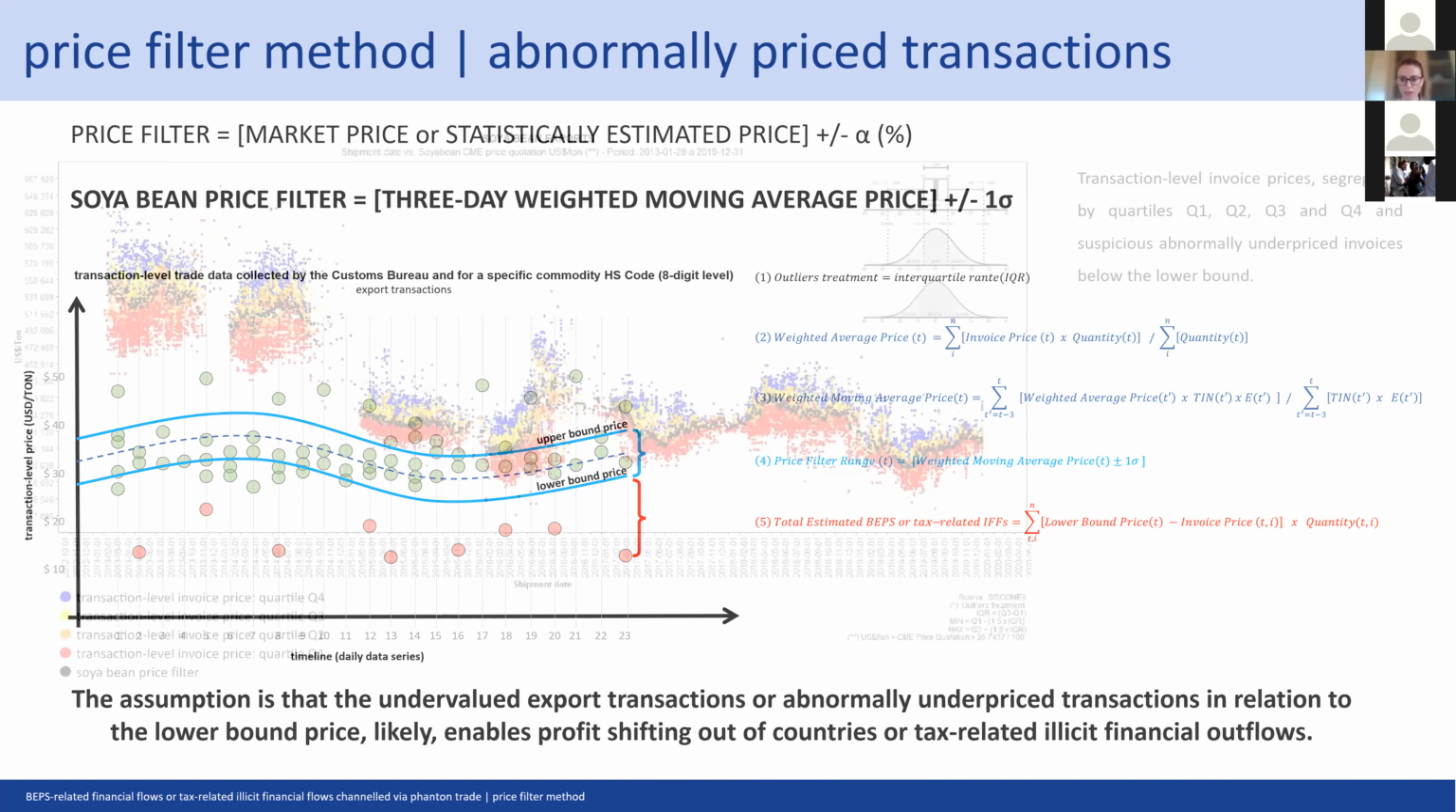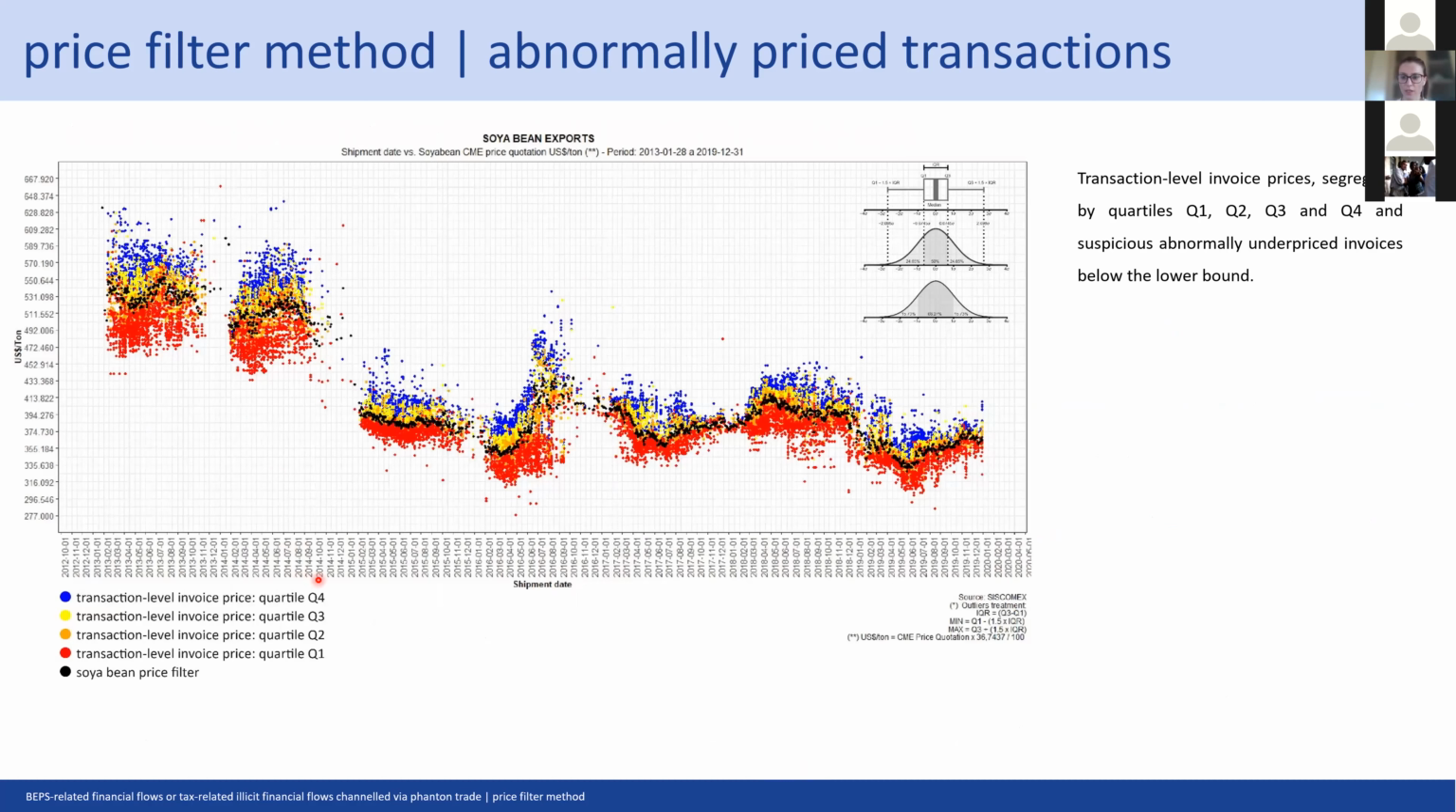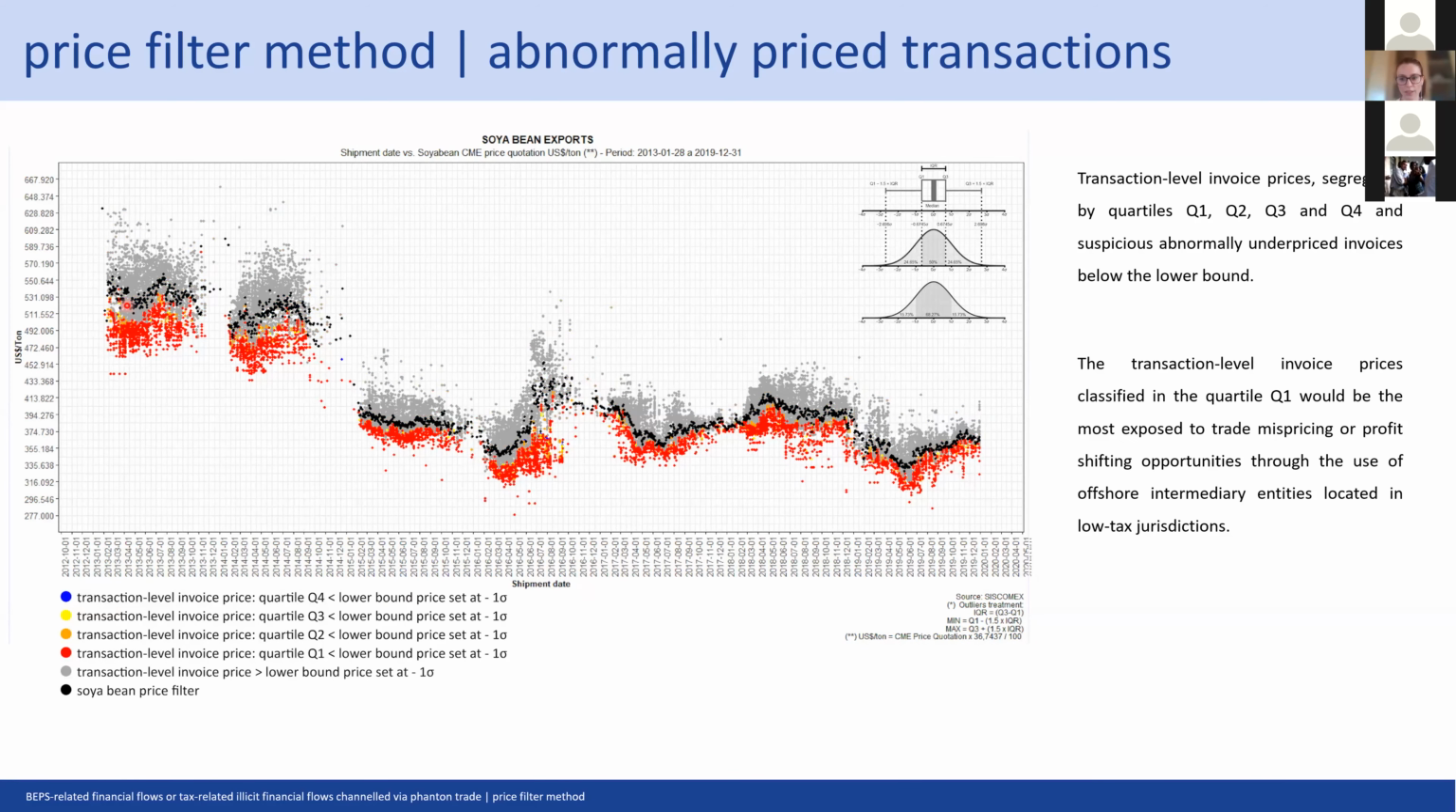Well, so applying this methodology, the daily data series of transaction level invoice prices were segregated by quartiles, and the statistically estimated price filter range for the soybean trade market was plotted in black, as you can see in this chart. The export transactions below the lower bound indicate suspicious, abnormally underpriced invoices. And according to the assumptions of our research, which were based on the Phantom trade case study, the transaction level invoice prices classified in quartile 1, which are highlighted here in red, would be the most exposed to trade mispricing or profit shifting opportunities through the use of offshore intermediary entities located in low tax jurisdictions.